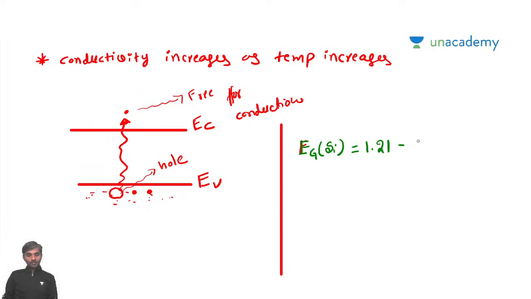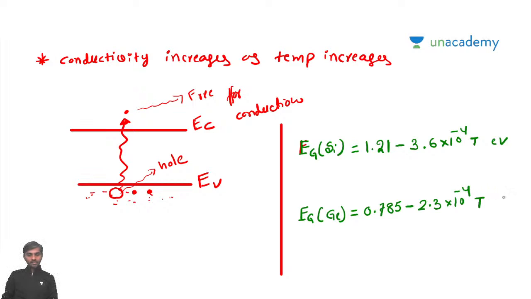1.21 electron volts is generally at 0 degrees centigrade, right? So whenever the temperature increases, now it will decrease, yes or no? Energy gap is decreased. That is 1.21 minus 3.6 into 10 to the power of minus 4 into T electron volts, the energy gap of silicon. Similarly, the energy gap of germanium, which varies with the temperature, is 0.785 minus 2.3 into 10 to the power of minus 4 T electron volts.